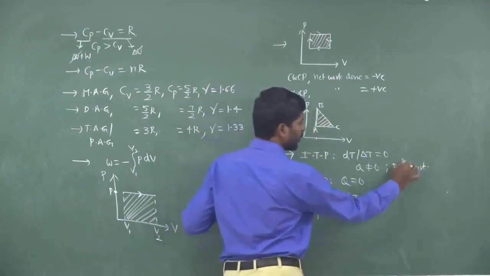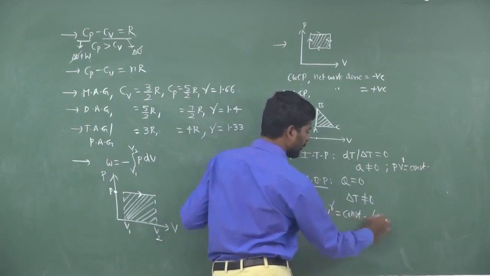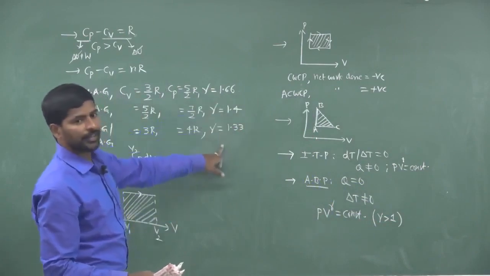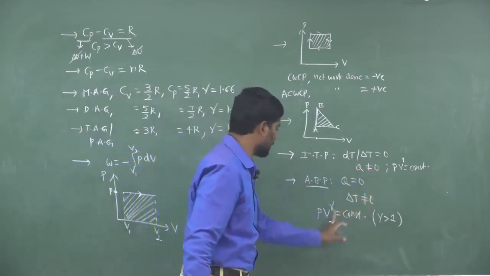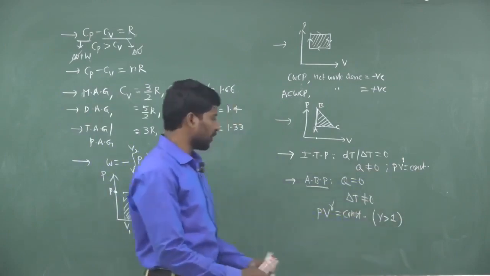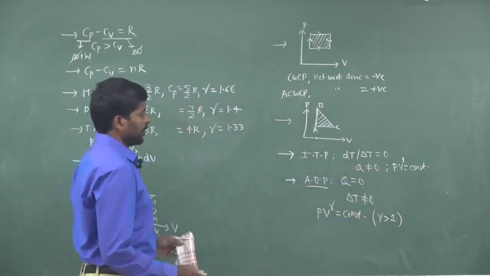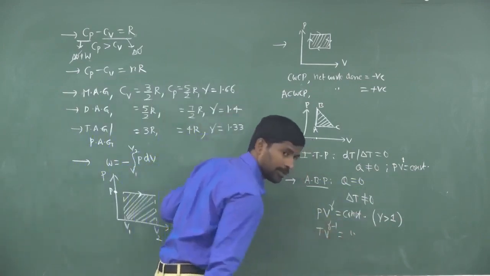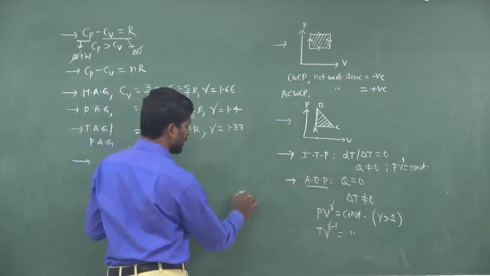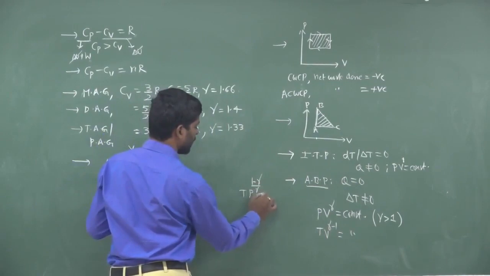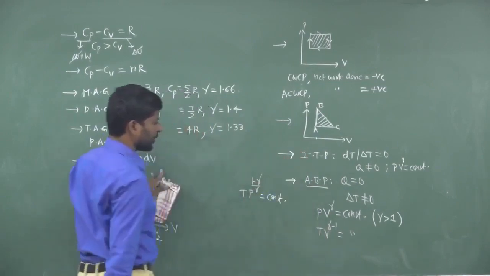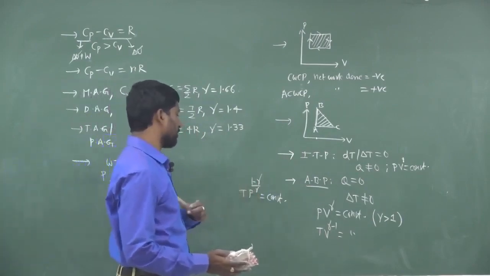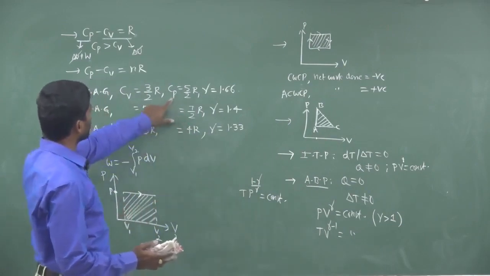The difference is here we have PV power 1, but there we have PV power greater than 1. The gamma value is greater than 1. So here PV power 1 is equal to constant, there PV power gamma is equal to constant. What is the relation between temperature and volume? TV power gamma minus 1 is equal to constant. What is the relation between temperature and pressure? TP power (1 minus gamma) by gamma is equal to constant. Where gamma is the heat capacity ratio, Cp by Cv.